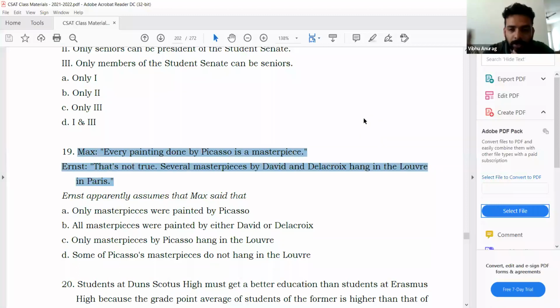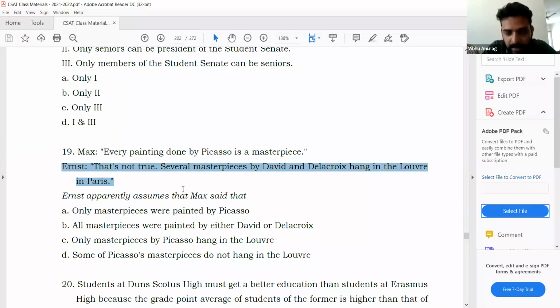Max is talking about something else. Ernst is replying to something else. You have to find out what you think Ernst assumed that Max said. In other words, if this is the answer, you have to select a question for this answer. So what did you select? What was your answer for C? You have to choose a suitable question for this answer.